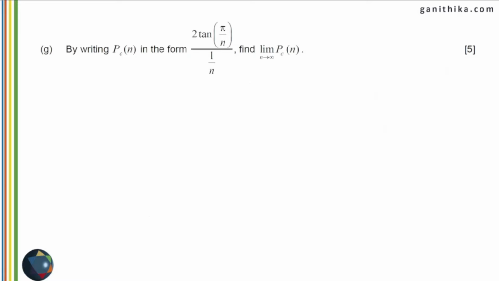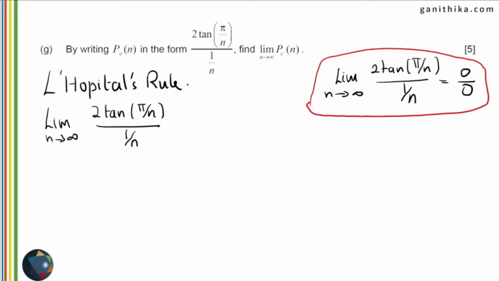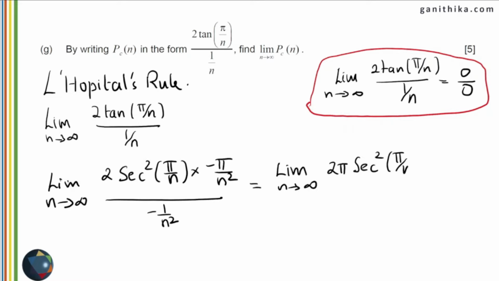We also have another method to prove the same limit. Instead of using the tan x over x limit, we can use L'Hopital's rule, because this is of the form 0 by 0, which is indeterminate. Therefore, we can use L'Hopital's rule. Using L'Hopital's rule on the numerator, we have to differentiate tan pi over n to secant square pi over n times minus pi over n square, and differentiating the denominator will give you minus 1 over n square. Cancelling and simplifying, you will get this as limit n tending to infinity of 2 pi into secant square pi over n.